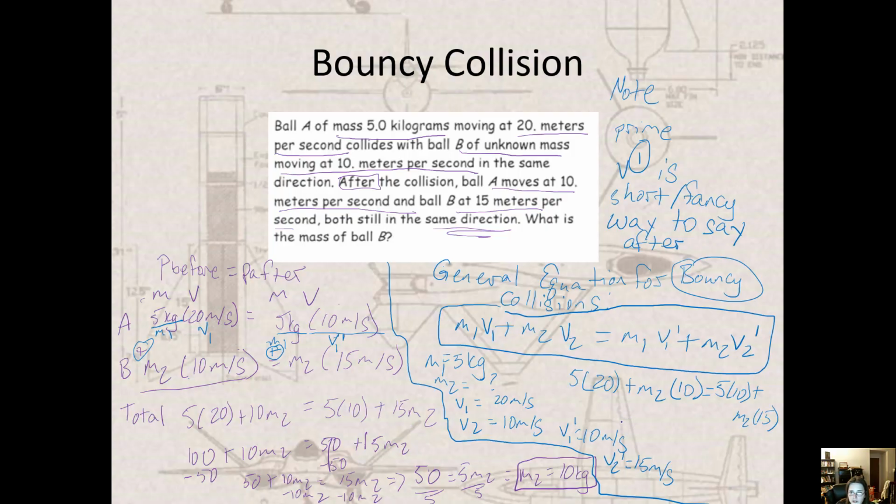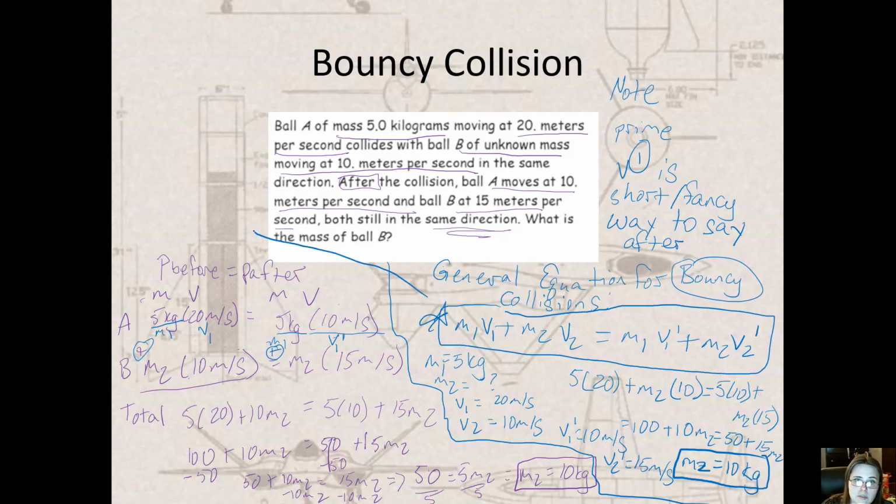We end up with 100 plus 10 M2 is equal to 50 plus 15 M2. And when we solve it out, we still get M2 is equal to 10 kilograms. I ran out of room, so I'm not going to go through the math again, but it's the same math that was over here. Okay, so this is the general equation here. This is not in the reference table.